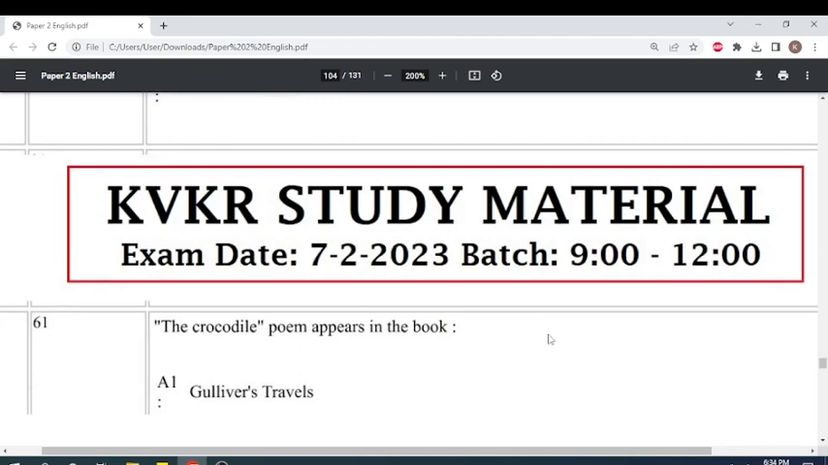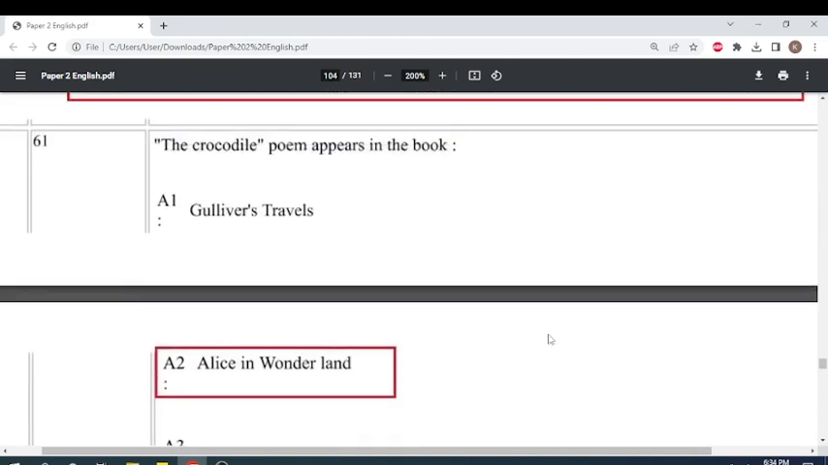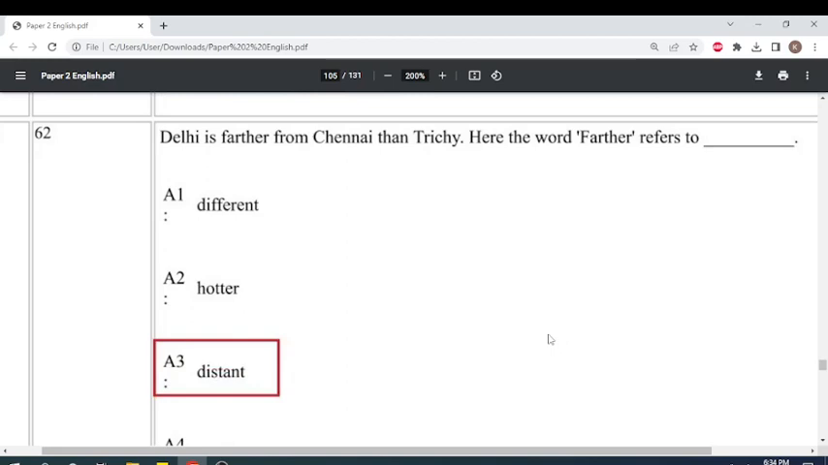The next question paper is 7-2-2023, morning batch. Question number 61. The Crocodile poem appears in the book. Answer A2, Alice in Wonderland. 62. Delhi is farther from Chennai than Trichy. Here the word farther refers to. Answer A2, distance.